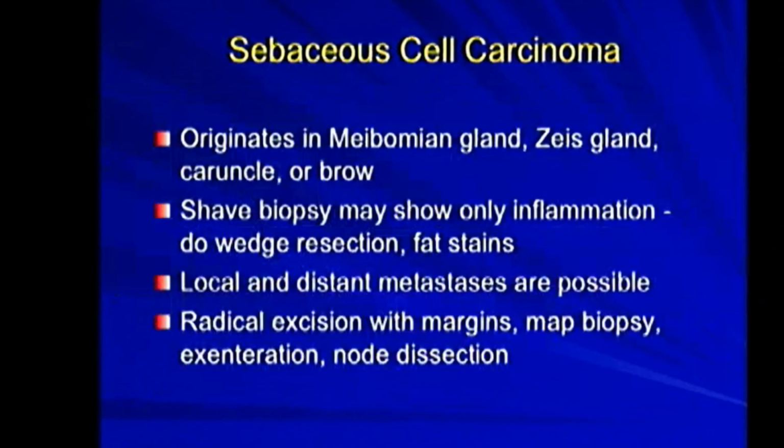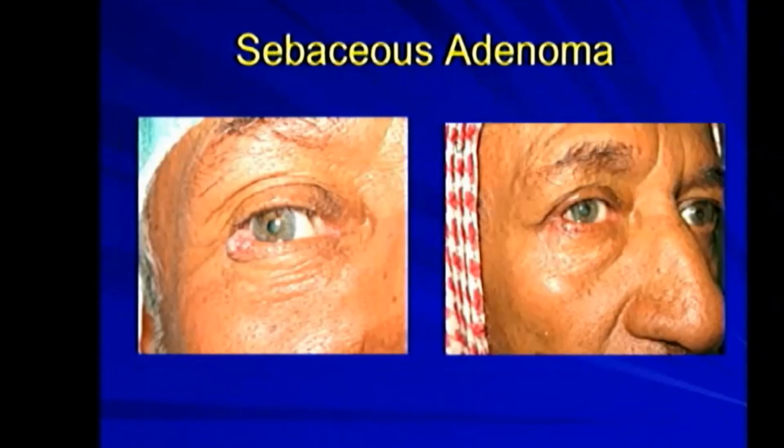Sometimes you get something that simulates sebaceous cell carcinoma, so then you need to do a biopsy. And luckily for this patient it turned out to be a sebaceous adenoma. With these adenomas, you also need to send the patient to a GI doctor, because they may have intestinal polyps and adenoma.